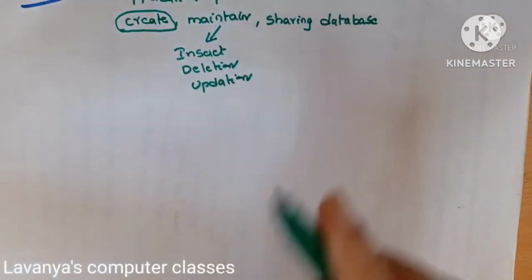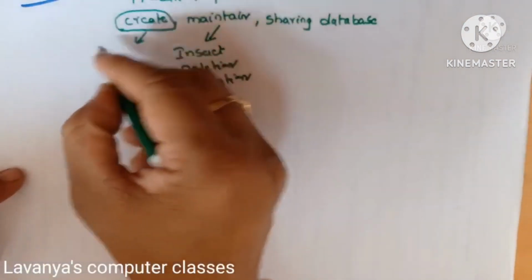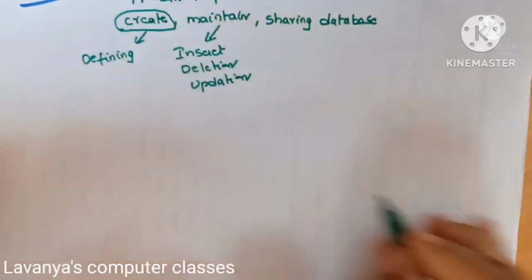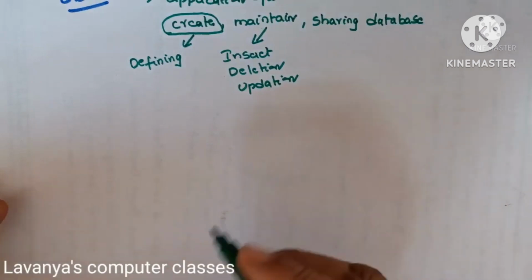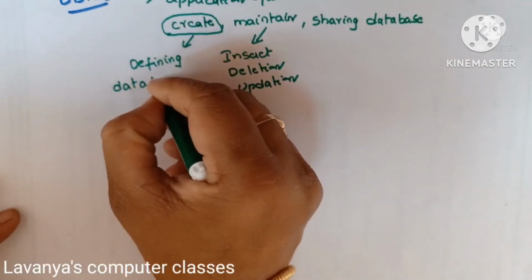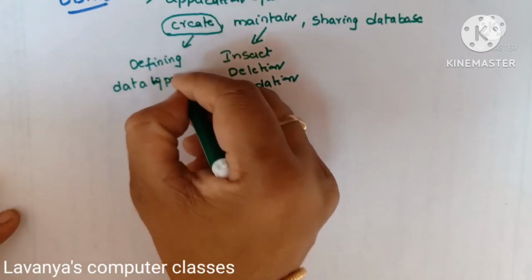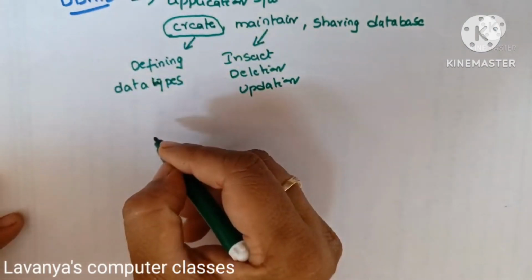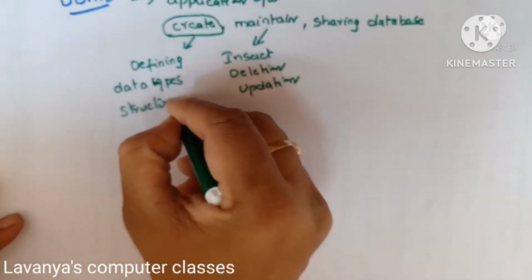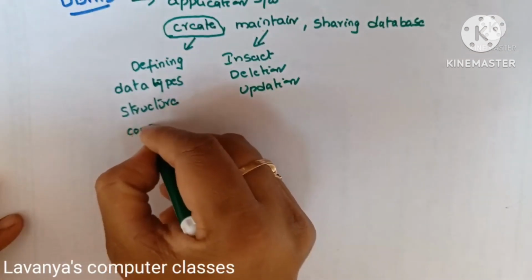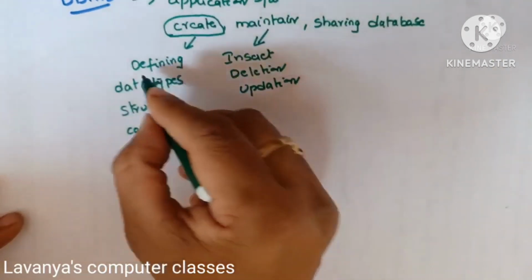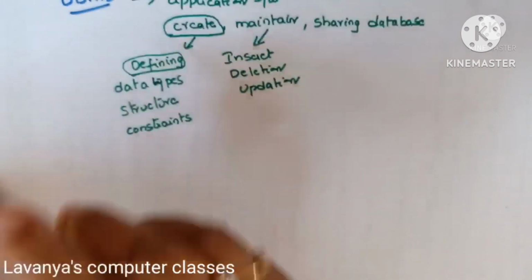In defining the database, what does it involve? It involves data types. In the defining term, we have to specify what the data types of the data are, what the structure of the table is, and also what the constraints of this database are. Everything is known as defining the database.